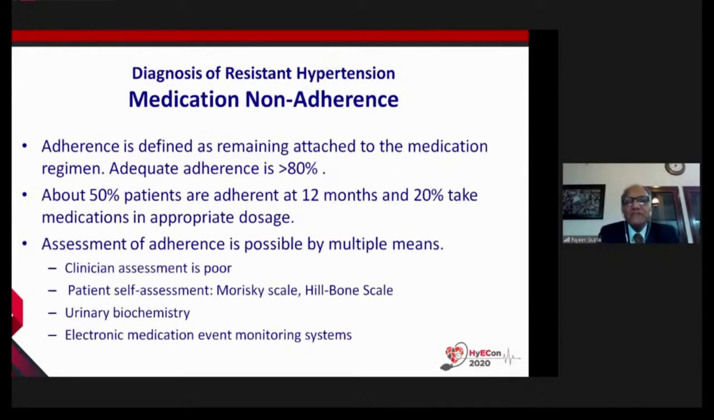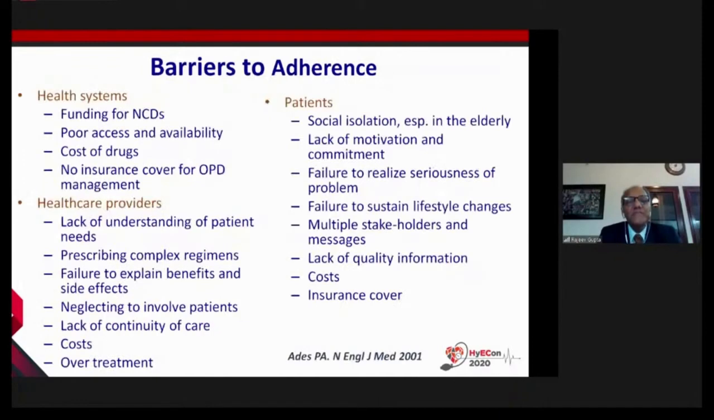Medication non-adherence is important, and adequate adherence is defined as more than 80% of medicines consumed in a month's time. In European studies, at least in the UK, almost 50% of patients are adherent at 12 months, and only about 20% take medications at appropriate dosages. Multiple causes of this are present. However, the clinical assessment is poor, and there are multiple ways to measure non-adherence.